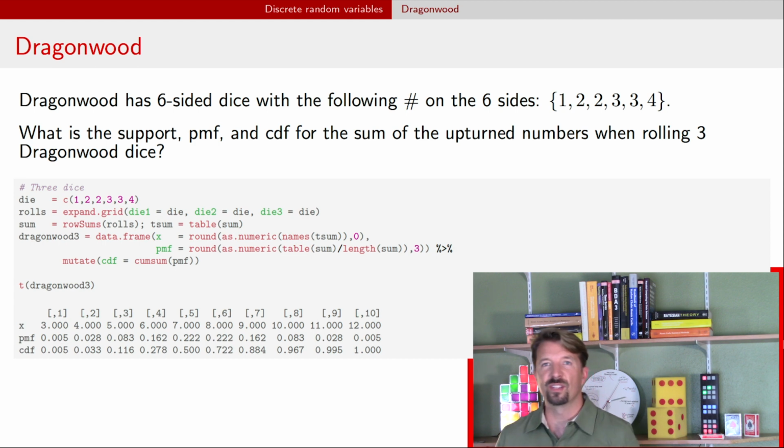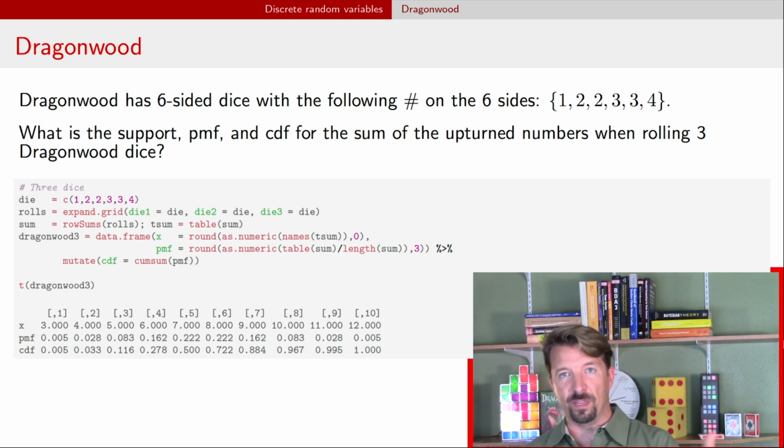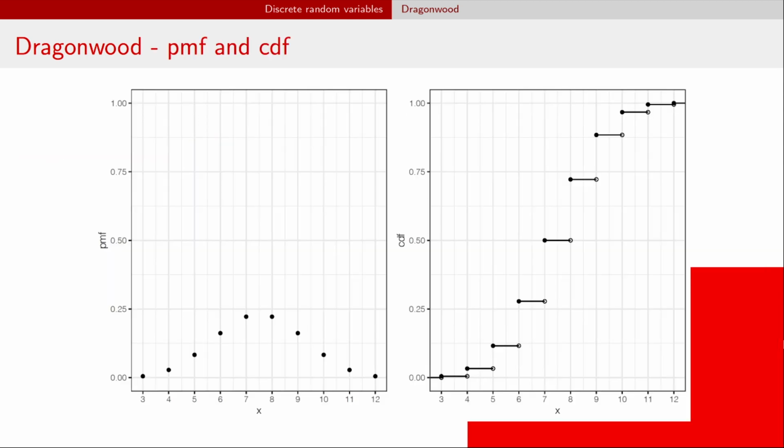All right, so that's a little bit of an example of using this idea of discrete random variables, the PMF and CDF and support in the context of Dragonwood, this game. Here's a visual representation of that probability mass function and cumulative distribution function.